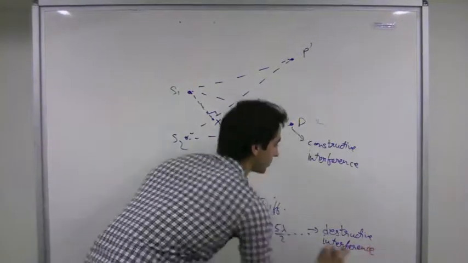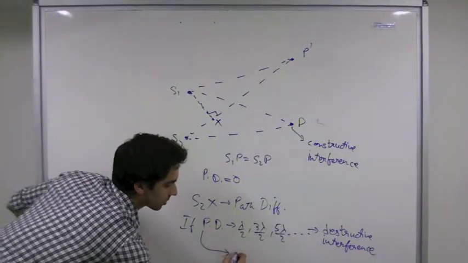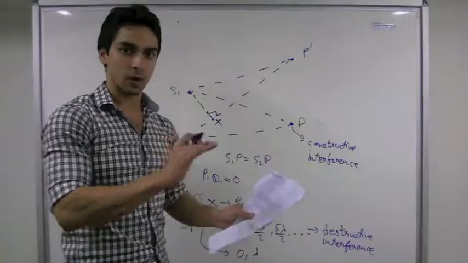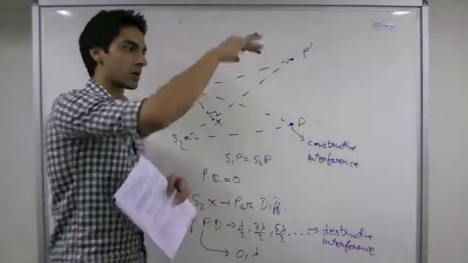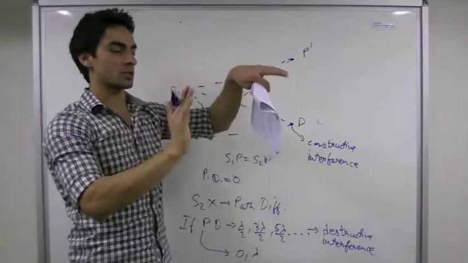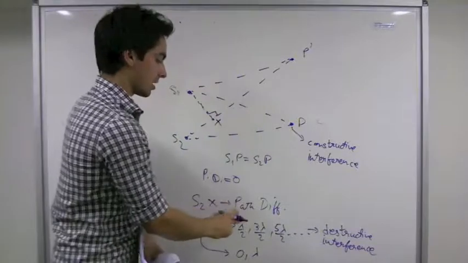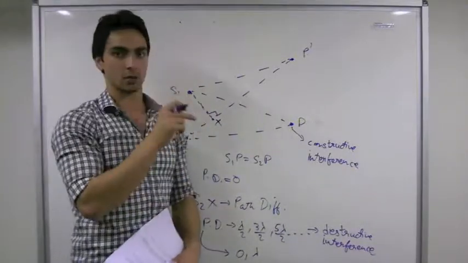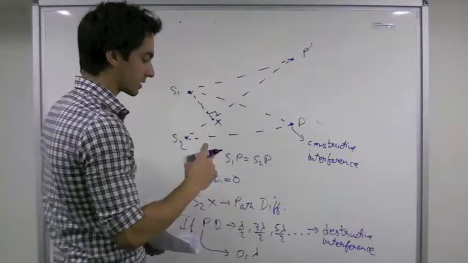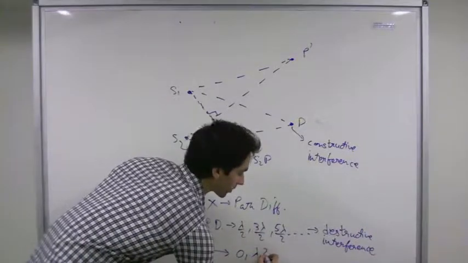And if the path difference is 0 or lambda, if the path difference is one wavelength, then again the crest of one wave would meet the crest of the second wave. If the path difference is either 0 or lambda or 2 lambda, so as long as it's an integral multiple of lambda, you would have constructive interference.